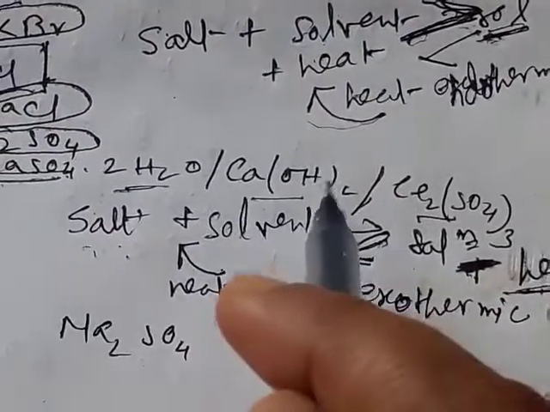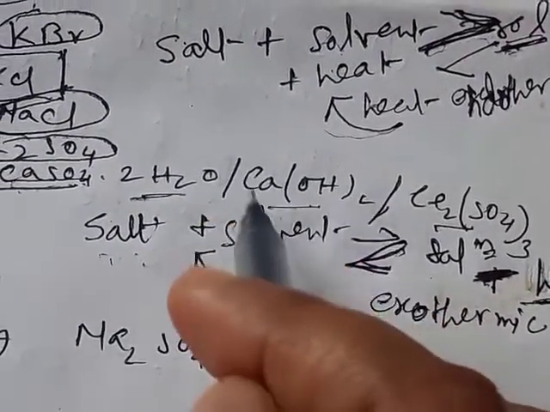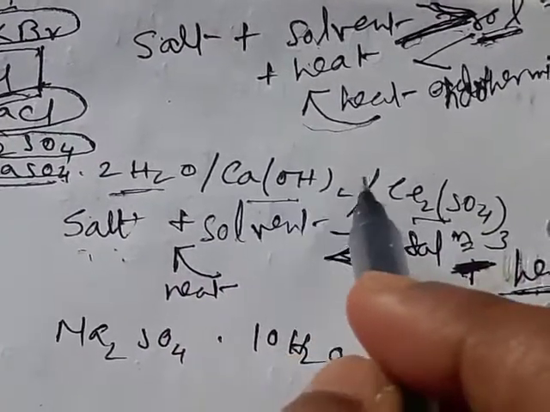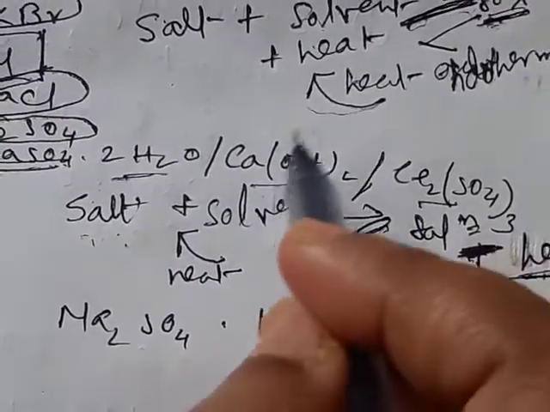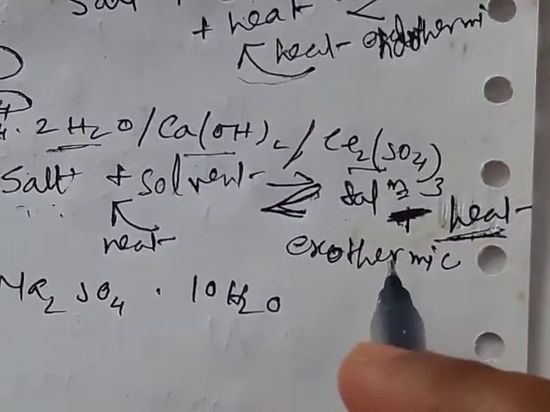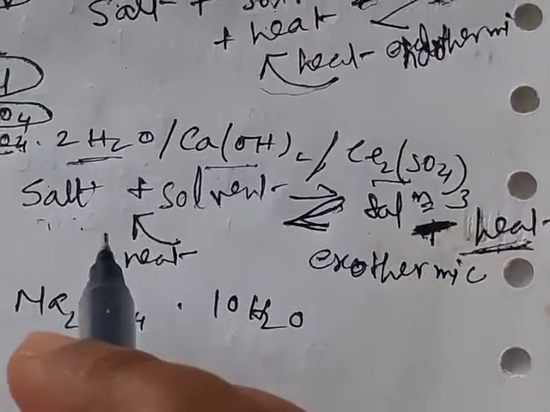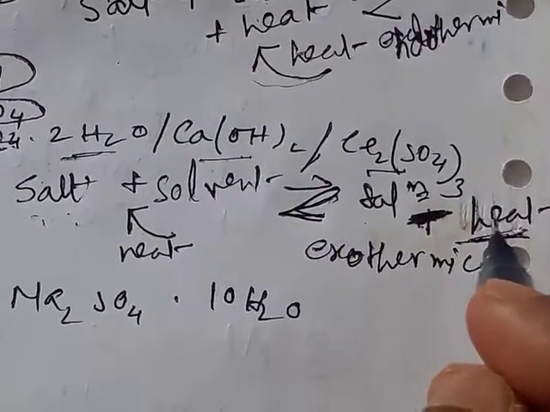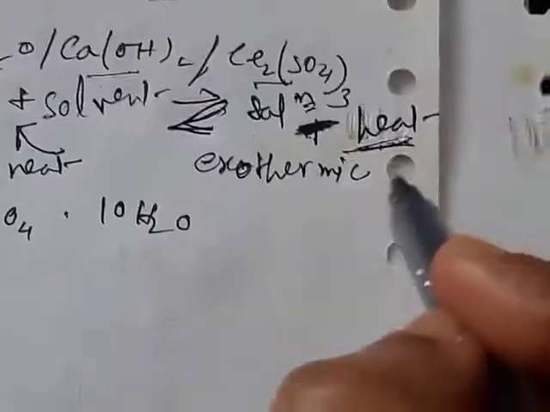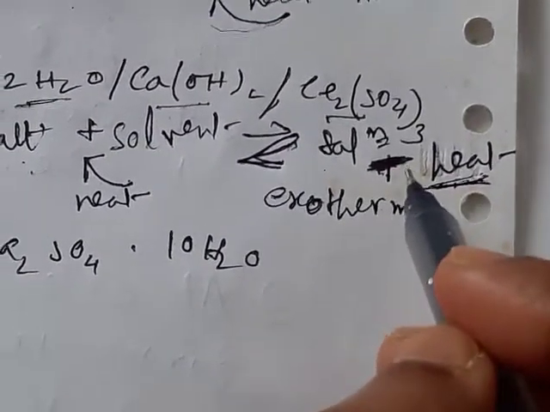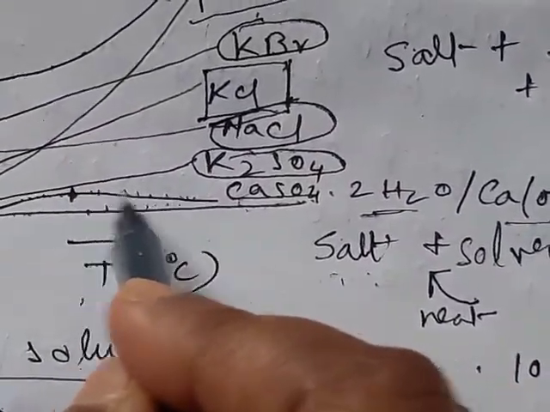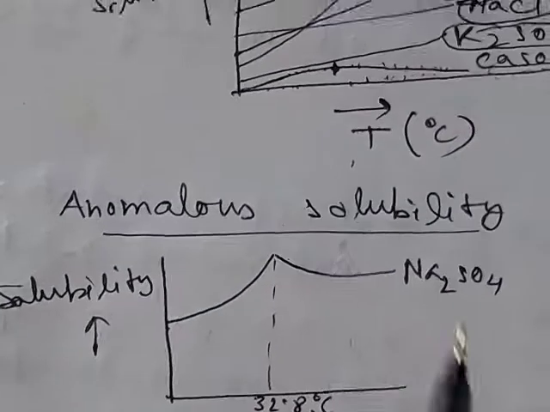If we take a small amount of calcium hydroxide and dissolve it in water, you will observe the temperature of the container increases. That means the solubility reaction is exothermic, and for this exothermic reaction, if we supply heat, the reaction will proceed in the left-hand side. That means the solubility will decrease. So here with increase of temperature, solubility decreases.